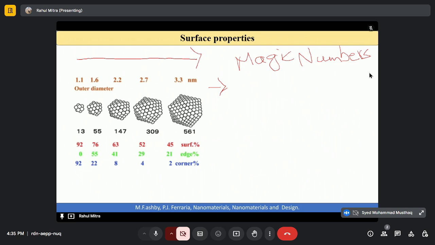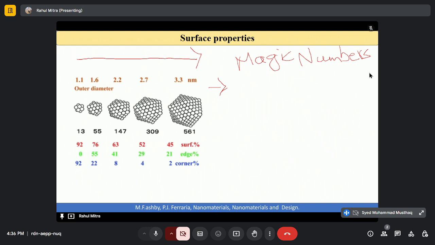Magic numbers are nothing but, when there is a phase transformation, or when the nanoparticle size is increasing, we can't just accommodate any number of atoms into the nanoparticle. To stabilize the total energy of the nanoparticle, it tries to accommodate only a certain number of atoms, and this number is called a magic number.